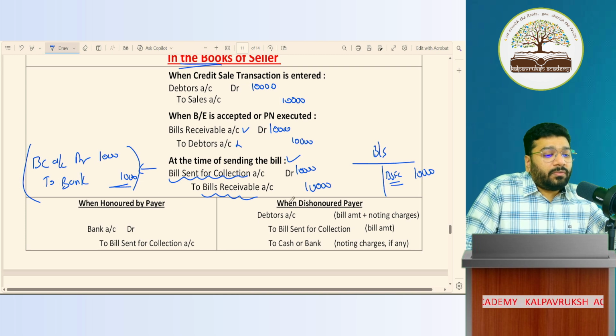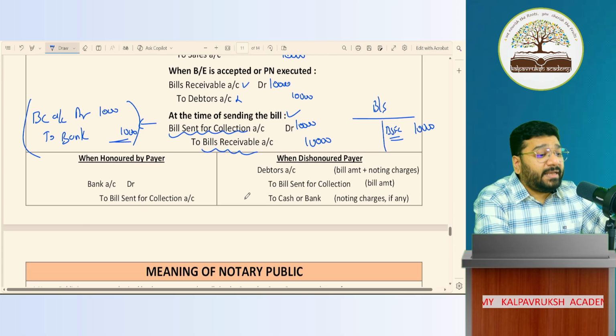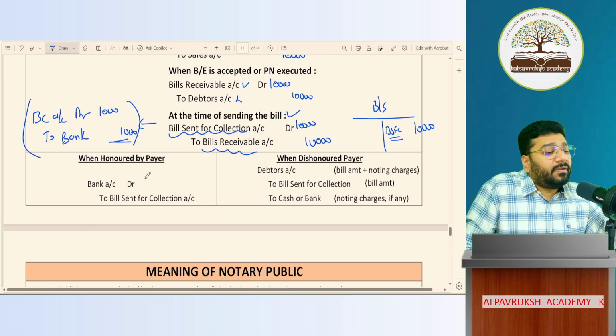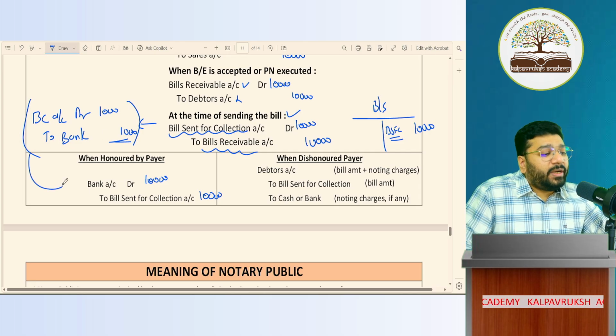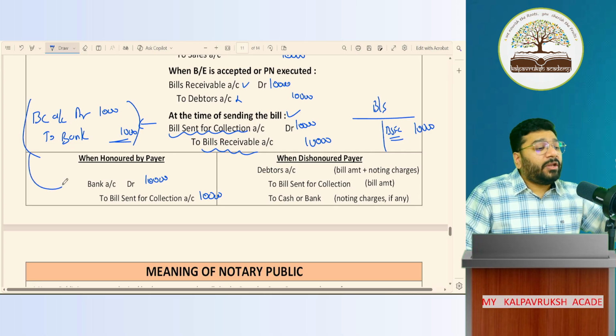Now, if money is received, how much money will you receive? 10,000 I'll receive and I'll cancel the bill sent for collection. Okay? You can record these two entries separately also. Alternatively, how can you record this entry?